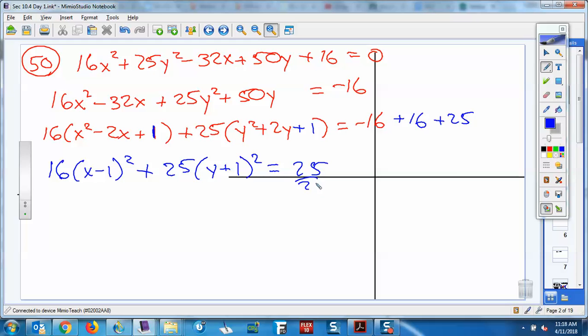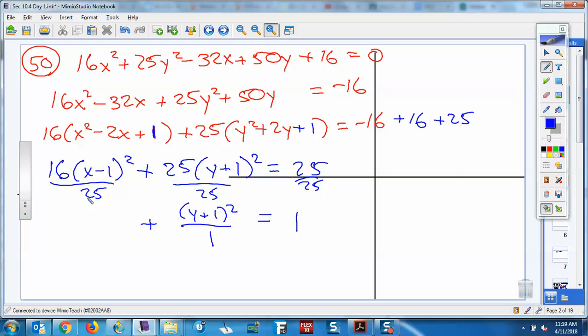But since we want a 1 over here, we're going to divide by 25, which means we're going to divide that by 25, and we're going to divide that by 25. Now you notice right away that doesn't simplify, okay? So let me work backwards here. Here's a 1. Those cancel. So when we write it, we're probably going to write y plus 1 squared over 1, because that's how we want it to look. And then what do we do with this?